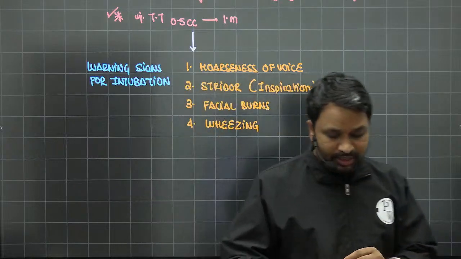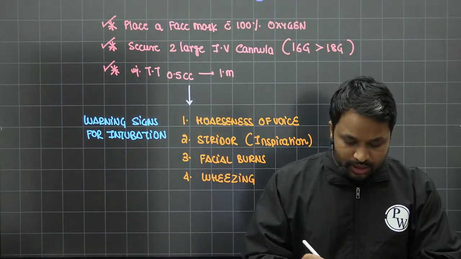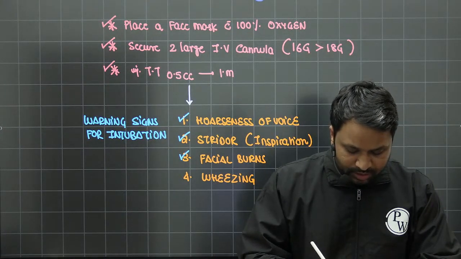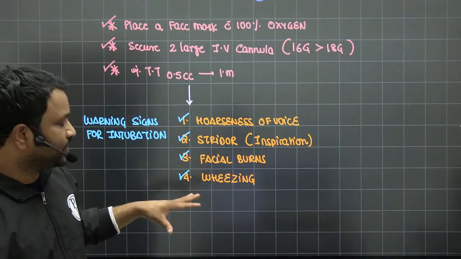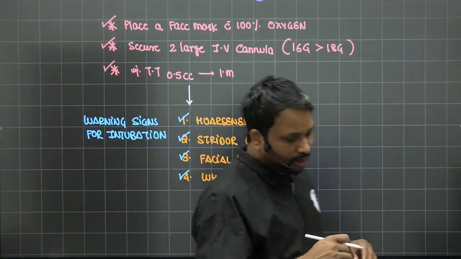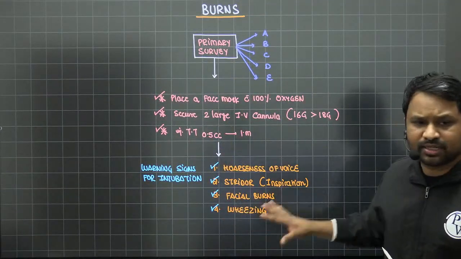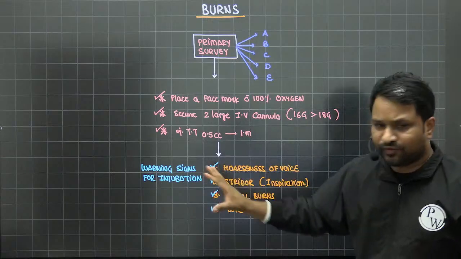intubate the patient immediately. So the warning signs which will warrant intubation: number one, hoarseness of voice, inspiratory stridor, facial burns, and wheezing associated with it. If there is wheezing associated with it, then I would like to intubate my patient, right? Now, all this comes under the component of primary survey only. While you're doing the primary survey, you're looking for this.